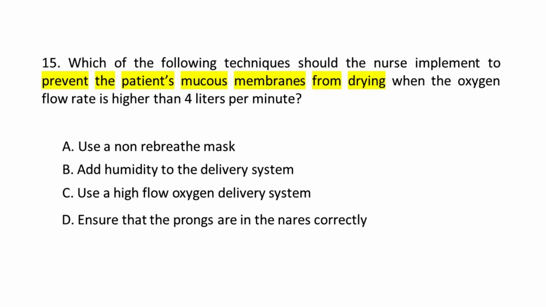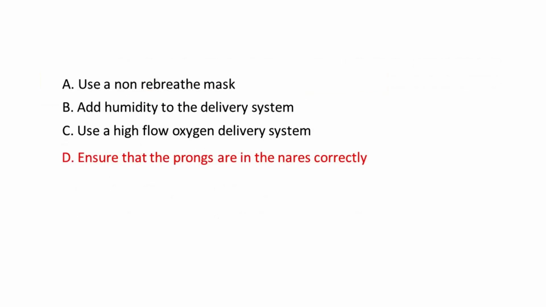15. Which of the following techniques should the nurse implement to prevent the patient's mucous membranes from drying when the oxygen flow rate is higher than 4 liters per minute? A. Use a non-rebreather mask. B. Add humidity to the delivery system. C. Use a high-flow oxygen delivery system. D. Ensure that the prongs are in the nares correctly. The answer is D. Ensure that the prongs are in the nares correctly.